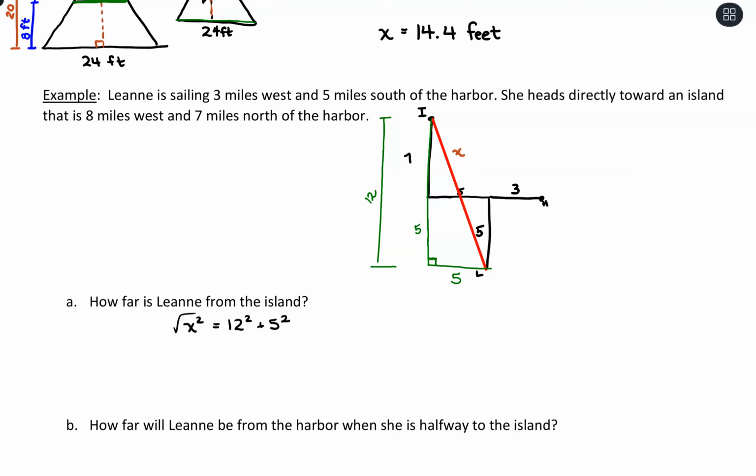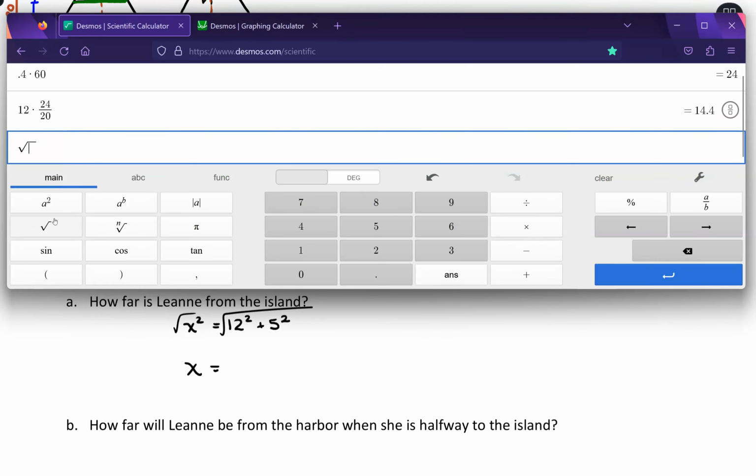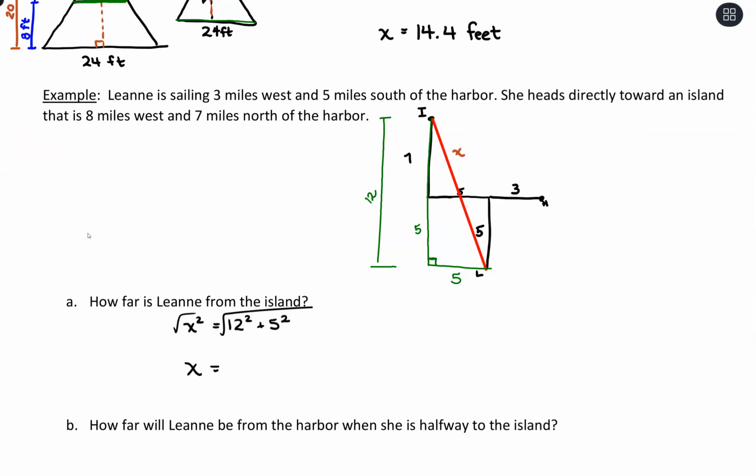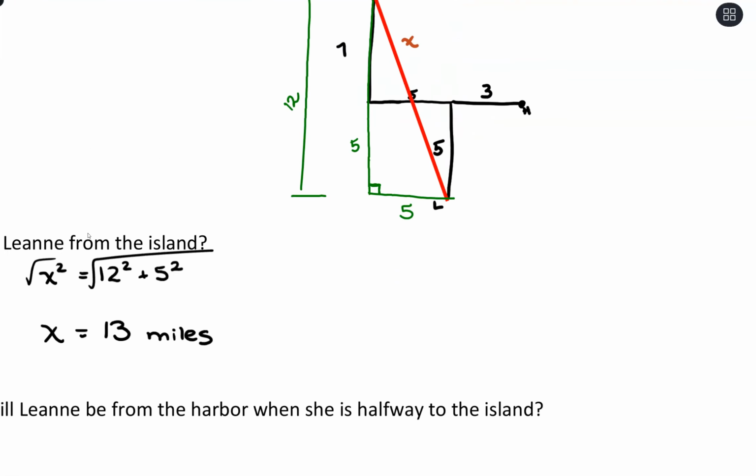And then we'll just take the square root of both sides, and let's go ahead and plug that into the calculator. Okay, so we are taking the square root of 12 squared plus 5 squared, which is 13. So Leanne is 13 miles from the island. Okay. How far will Leanne be from the harbor when she is halfway to the island?